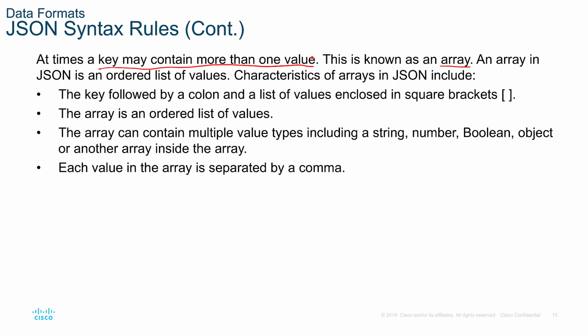In JSON, it's an ordered list of values. Characteristics of an array might be things like the key is followed by a colon and a list of values enclosed by square brackets. And I'll show you that as an example in the next slide. The array is an ordered list of values. The array will contain multiple value types, including strings, numbers, booleans, objects, or other data types. Each array is separated by a comma.